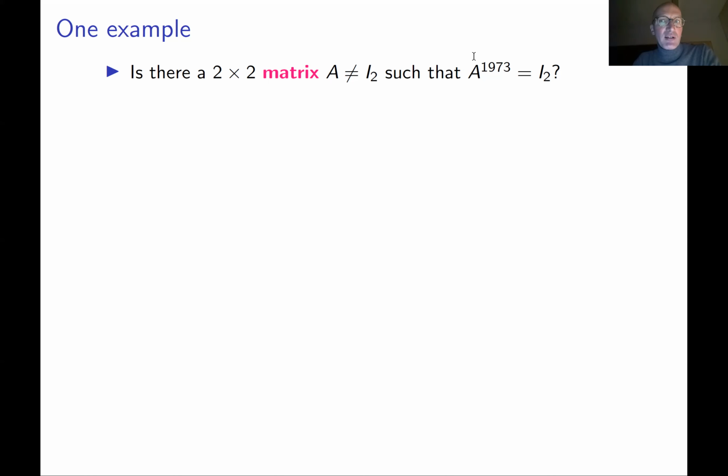Okay, if you remember the example with rotation, which we considered already twice, this may give you some hint. You say, oh, wait, if I rotate by angle theta and then I rotate twice, then this is just rotation by angle 2 theta. And if I rotate 1973 times, then this is just a rotation by 1973 times theta.